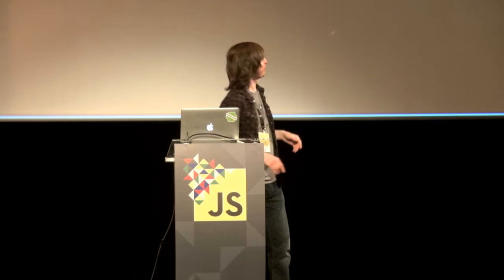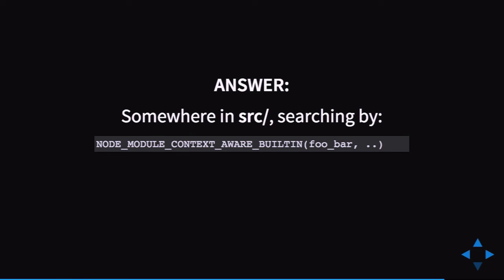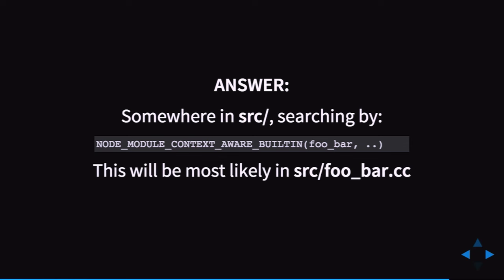Okay, you don't have a microphone anyway, so I will answer the question myself. You will try to search somewhere in the src folder, because this is the folder where all the C++ stuff of Node.js lives. And you will most likely want to search for the node module context availability things that we were talking about, because it's the way the binding tells about itself to the JavaScript. And most likely this file will be named src/foo_bar.cc or something like this. So it will most likely have a name similar to the binding name.